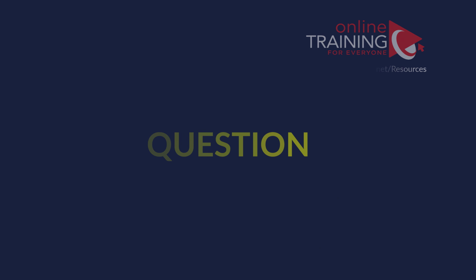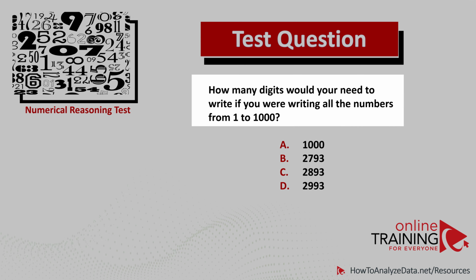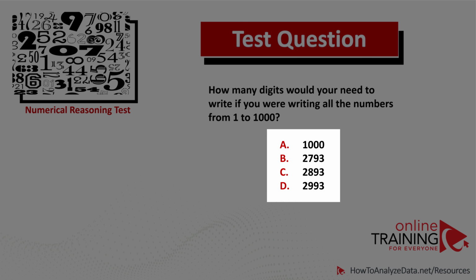Let's look at a tricky problem, which at first seems unsolvable in a reasonable amount of time. But once you know the key and how to approach it, you can solve it very quickly. How many digits would you need to write if you were writing all the numbers from 1 to 1000? And you have 4 different choices.